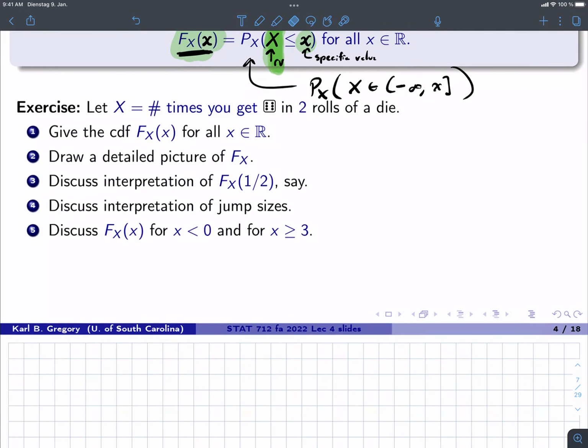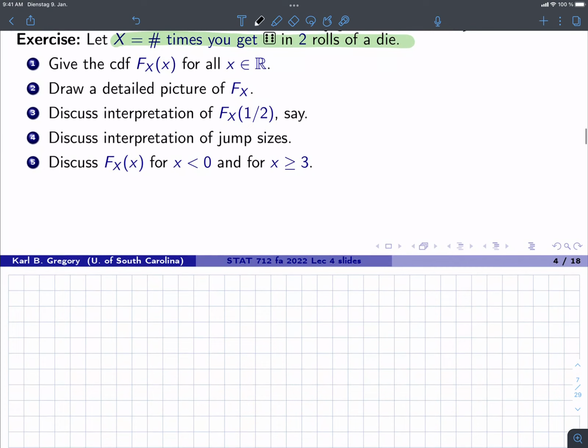So let's try to write down the CDF for this random variable, just to get a feel for what the CDF is. So the experiment is we're going to roll a die twice, and X is the number of times I get a 6. Okay.